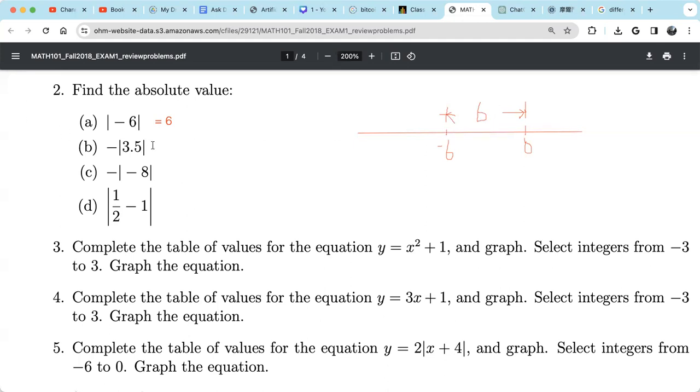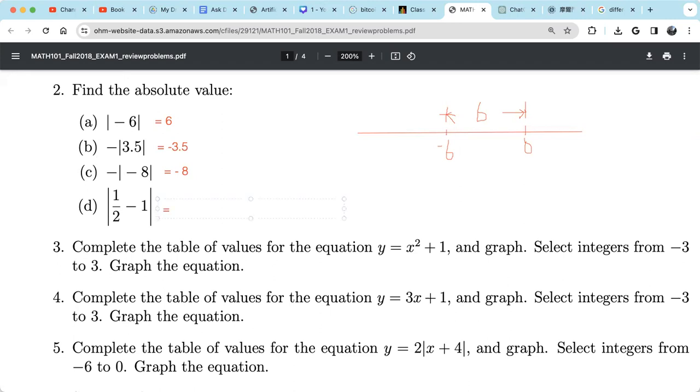But let's see this B. In B, the negative sign is outside the absolute value. So inside the absolute value is a positive number, and the absolute value of a positive number is still positive. The negative sign is outside, so we still get -3.5. For C, the negative sign is outside the absolute value sign, so we still get negative. The absolute value of -8 is +8, so we get -8.